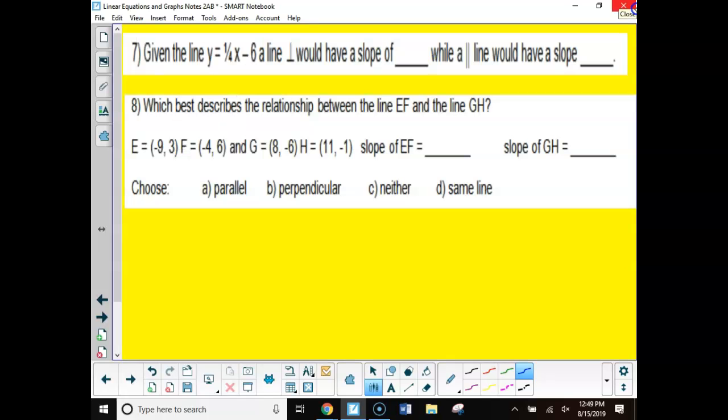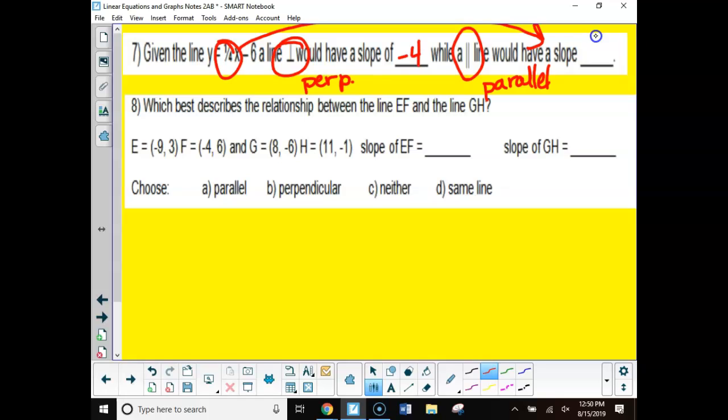Okay. Given a line like this, y equals 1/4 x minus 6, what's that symbol mean? Perpendicular slope would become what? Yeah, flip it over, change the sign, you'd have -4/1 or just -4. This symbol, the little double L's, means parallel. And its slope, if it were parallel to that original line, would be 1/4 still.